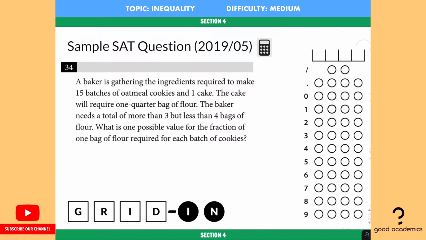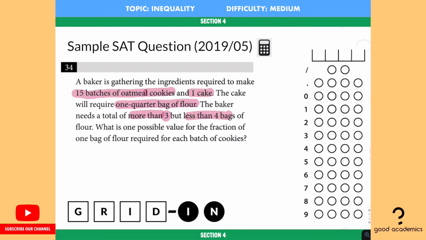So we're going to make 15 batches of oatmeal cookies and one cake. The cake will require 1/4 bag of flour. The baker needs a total of more than 3, but less than 4 bags of flour. So what is the possible value of the fraction of a bag of flour required for each batch of cookies?